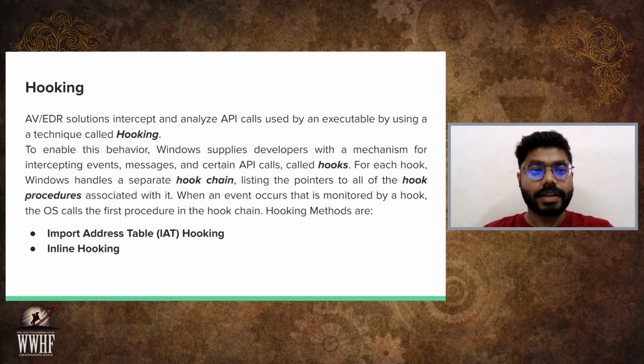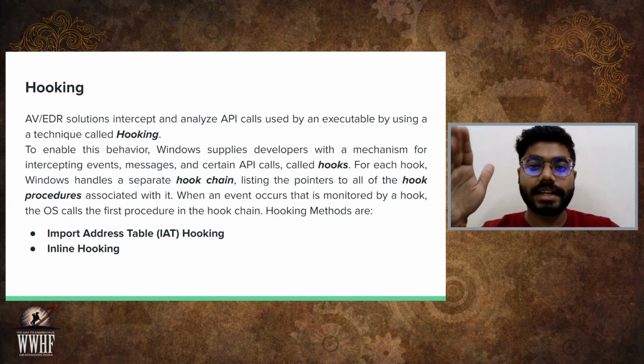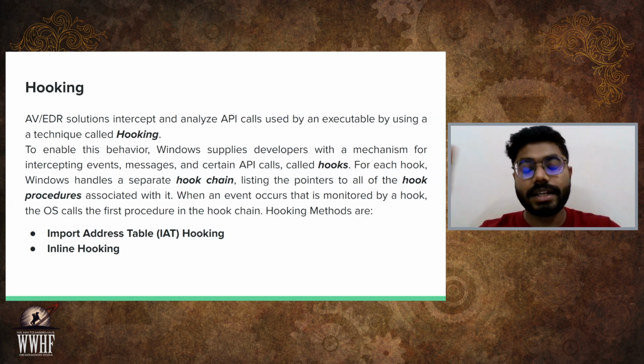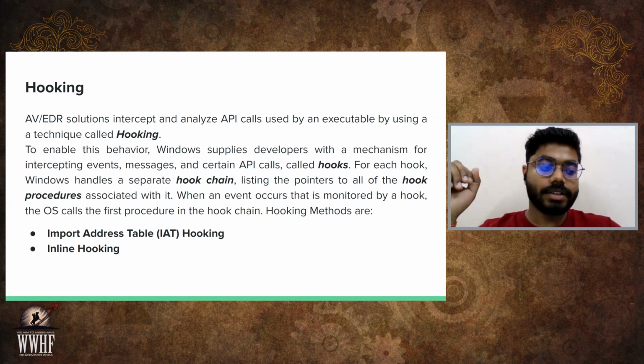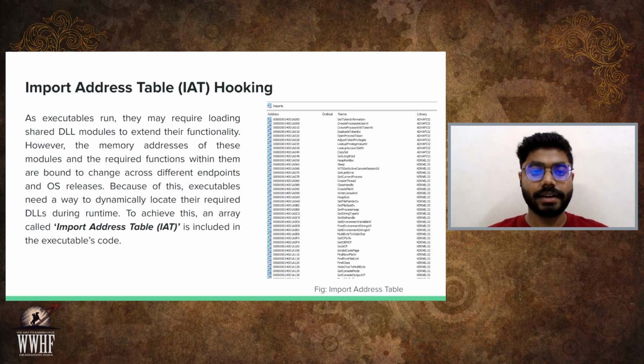Hooking. So what is hooking? Hooking is a technique used to modify or intercept the behavior of a program or a process in the operating system. So what do hooks allow in the case of AV and EDRs? Hooks allow us to redirect the execution flow of code to the trampoline function of the AV and EDRs. It helps AV and EDRs to detect malware. Hooking is of two types: import address table hooking and inline hooking. We'll be discussing this in the next slide.